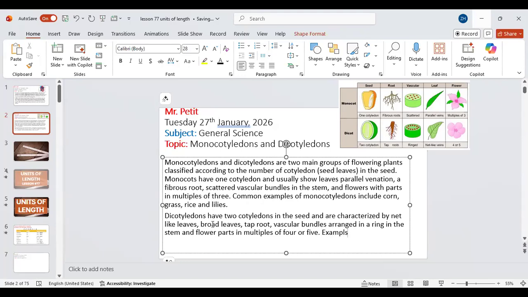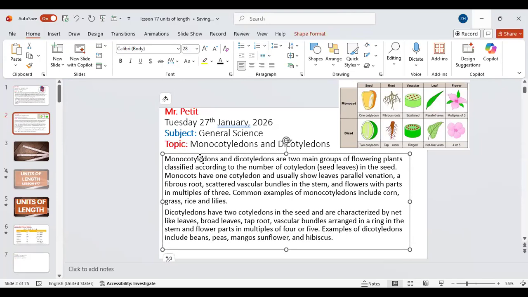Examples of dicotyledons include beans, peas, mango, potatoes, sunflower, and hibiscus. Okay, that's basically it.